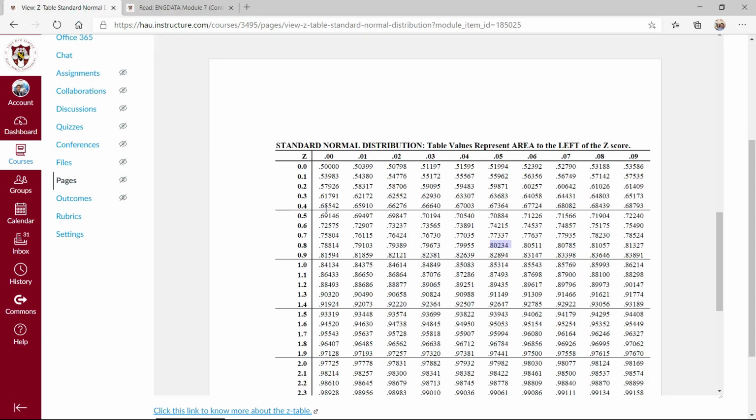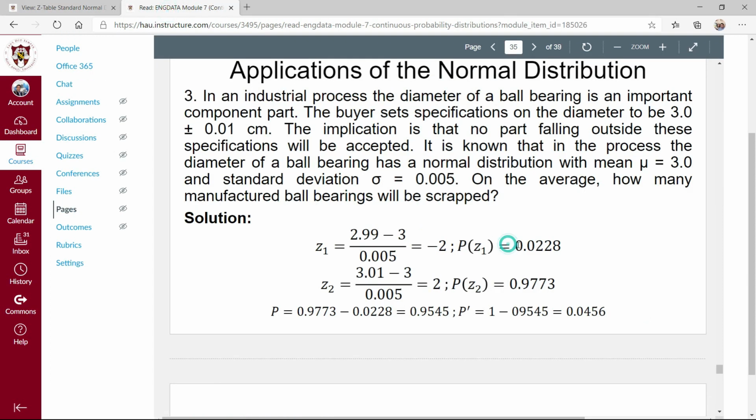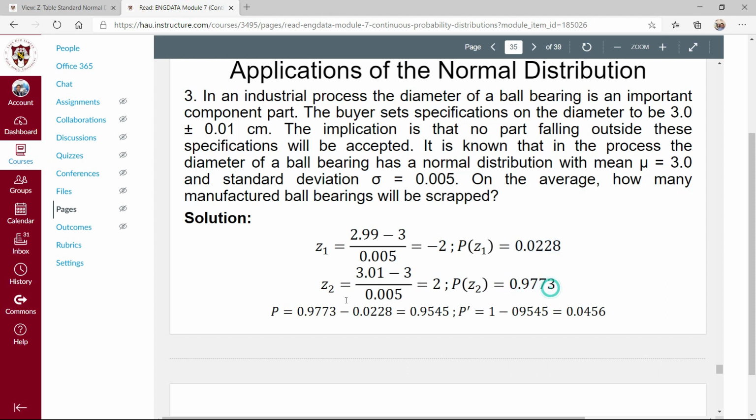From the table, negative 2 gives 0.02275, and then for z2, which is positive 2, 0.97725. Then the probability will be the higher minus lower, so that gives us 0.9545. So the question is, how many manufactured ball bearings will be scrapped? So that will be the probability of failure, or the complement of this one.